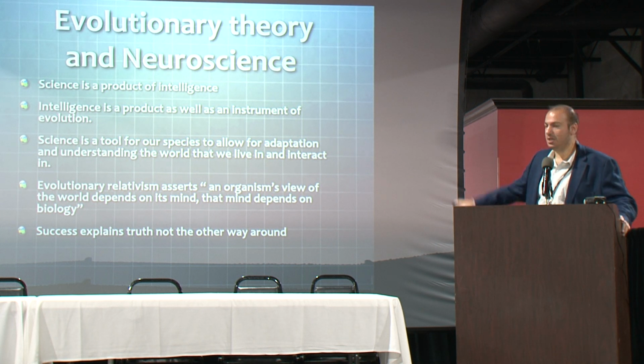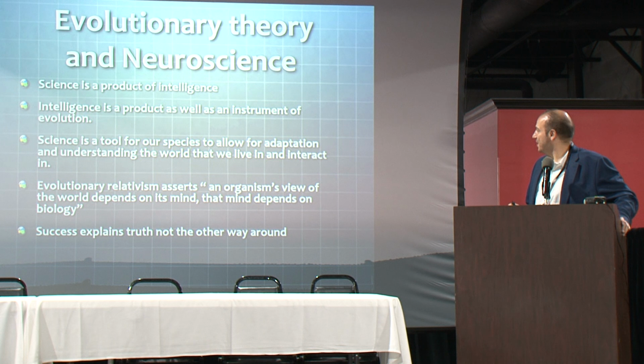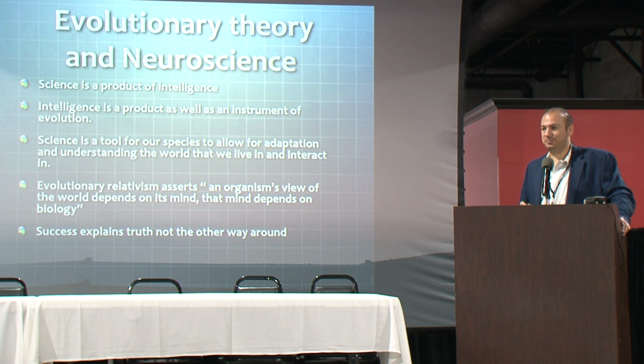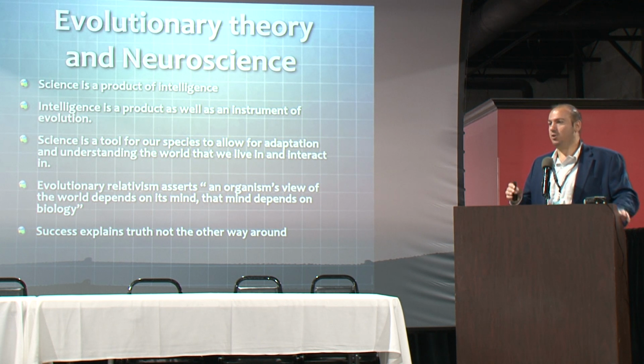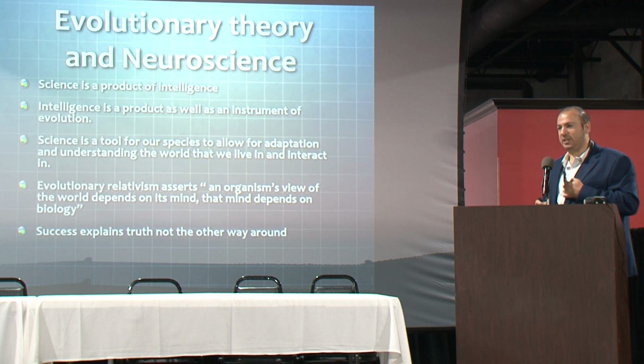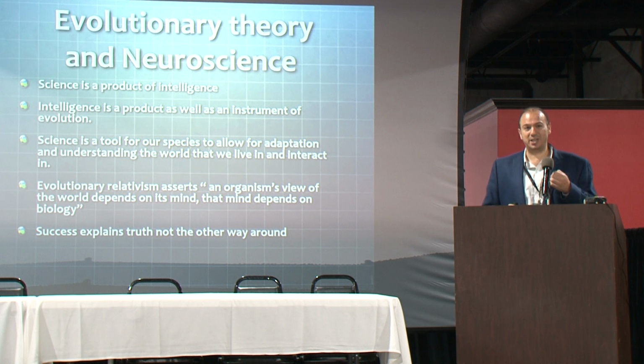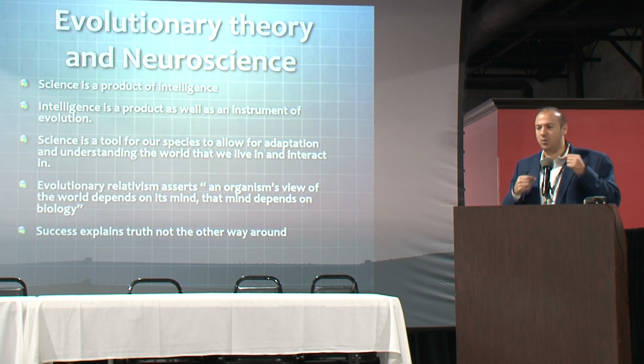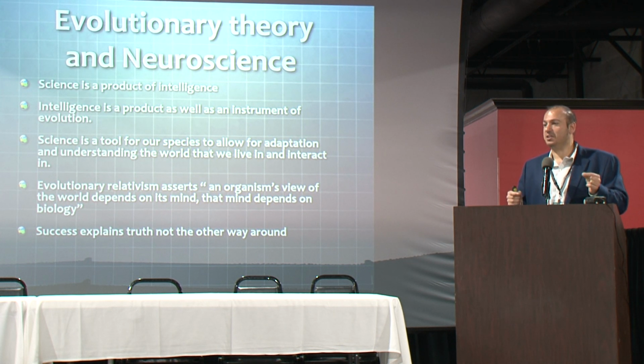All right. As I said, science is a product of intelligence. That's the new theory. And we know that. We know our science is based on our intelligence. But what's intelligence? People take it for granted and don't think about it. Intelligence is a product as well as an instrument of evolution. We interact with environments as any other species. And our interaction with our environment, thousands of years of interactions, creates different modules in the brain to respond to our environment.